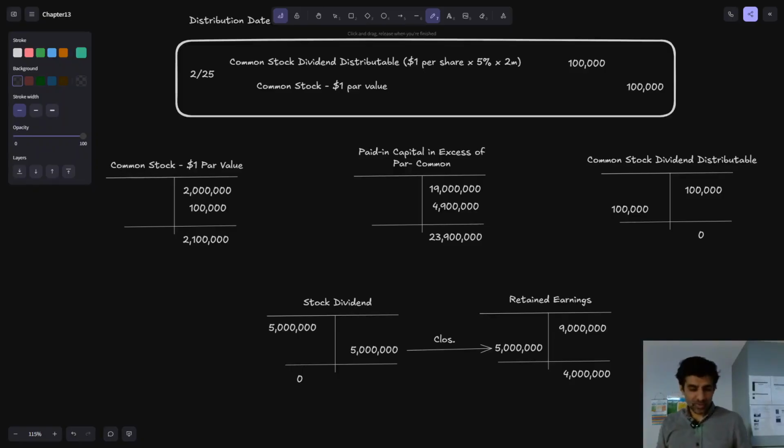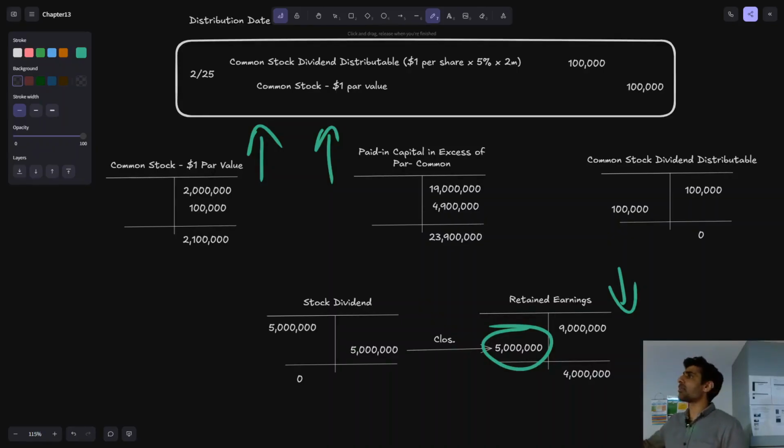So again, the net result of this is that retained earnings has gone down, paid in capital, the number of shares that you've issued has gone up, and they totally offset each other. This $5 million is actually kind of arbitrary too, as we're going to see with the large stock dividend, because again, the total balance of equity has not changed at all.